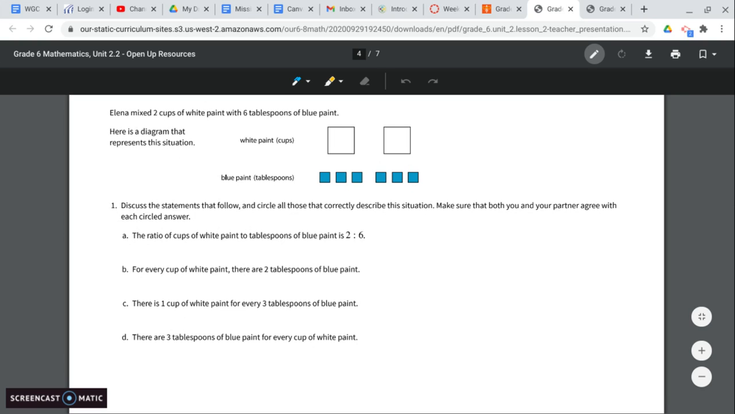So the ratio of cups of white paint to cups of blue paint is 2 to 6. So are there 2 white paint for every 6 blue paint? Yes, there are. For every cup of white paint, there are 2 tablespoons of blue. So if we look at it in terms of 1 white to how many blue? Not 2, but 3. So B does not work. C, there is 1 cup of white paint for every 3 tablespoons of blue paint. Yes, that works. There are 3 tablespoons of blue paint for every cup of white paint. Just the reverse. Yes, it works.